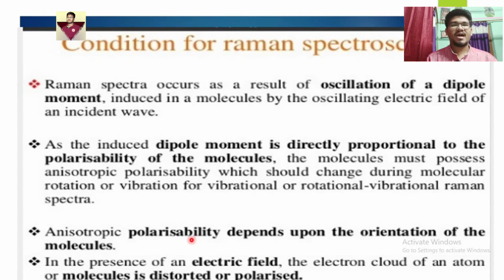And anisotropic polarizability depends upon the orientation of the molecules. Obviously, how the molecules are oriented, that polarizability should depend upon that configuration. And in the presence of an electric field, the electron cloud of an atom or molecule is distorted and polarized, that I have already told.